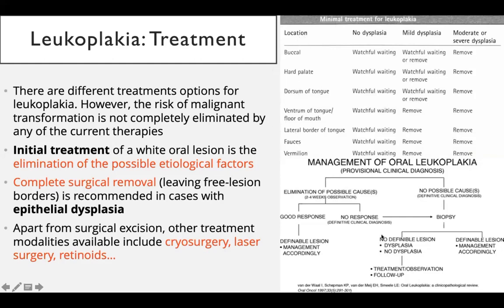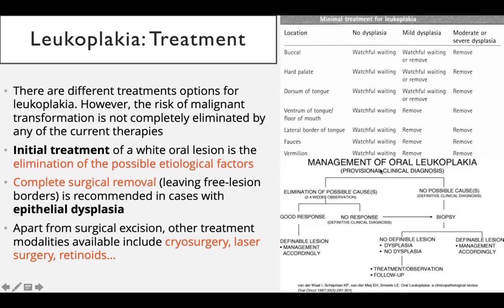So, minimal treatment of leukoplakia: the location is here on the right side of this screen, where the leukoplakia is present. If there is no dysplasia, if we have seen under the microscope in cytology and biopsy that it does not show dysplasia, then we just observe, wait and watch. If there is mild dysplasia and it's on the tongue, fauces, or vermilion, we remove it. Otherwise, on the upper side, we watch anterior. And if there is moderate to severe dysplasia, then we surgically excise it, we surgically remove it.